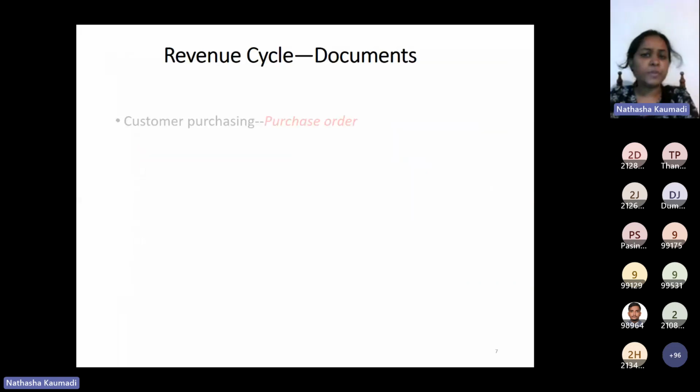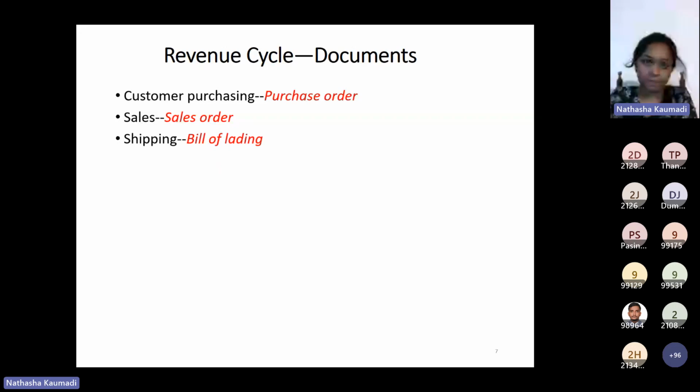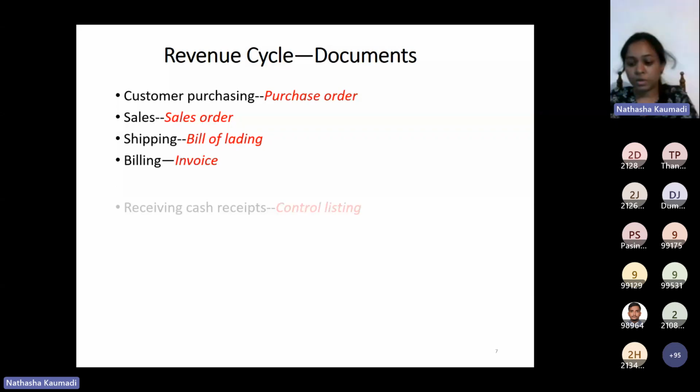Now there are a few documents to be understood before you go in detail to revenue and trade receivables. When the customers are purchasing, the organization should prepare a purchase order. So internally we are creating that purchase order, sales order, and then bill of lading for shipping. The shipping company, we have prepared the bill of lading. And then the billing, when you are sending the amount to be paid to the customer, there should be an invoice. Obviously the invoice should be prepared.